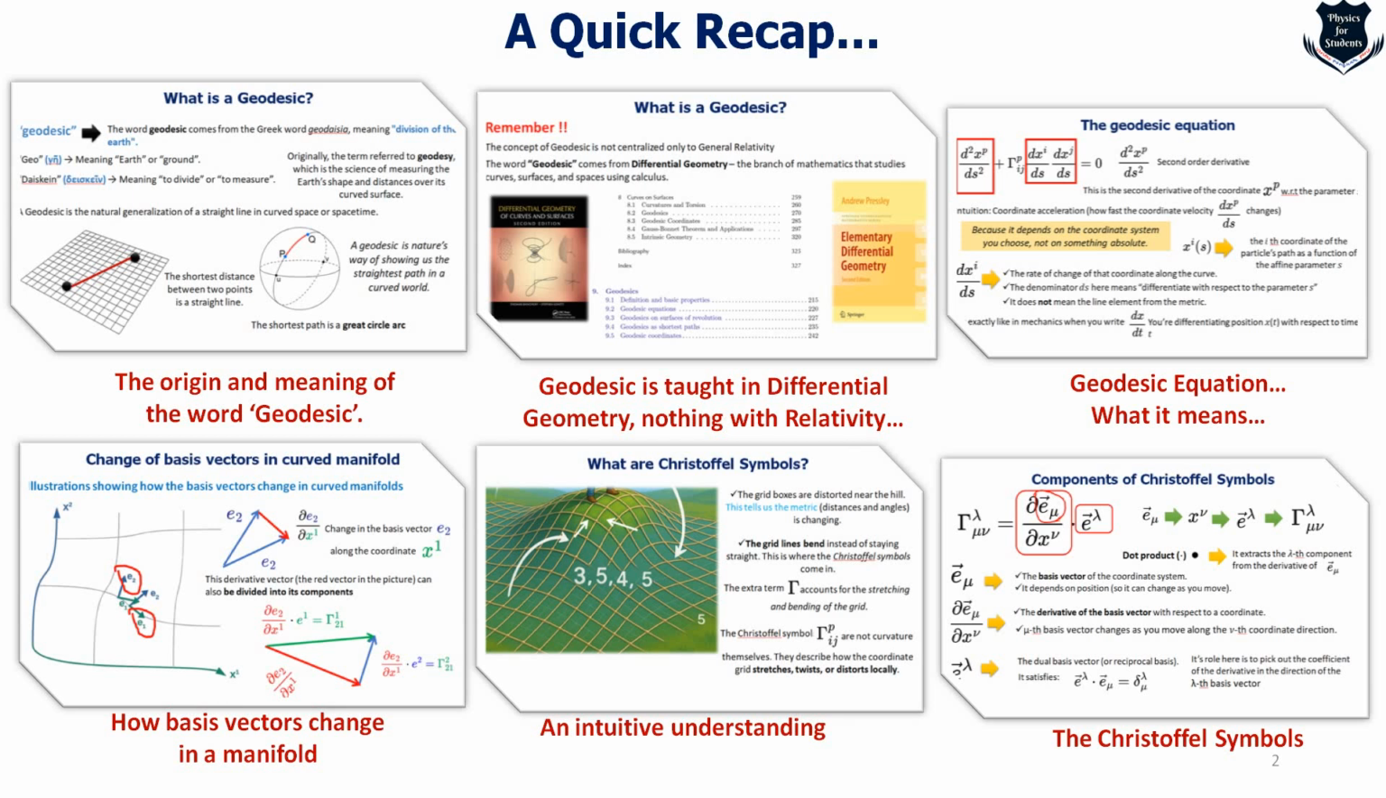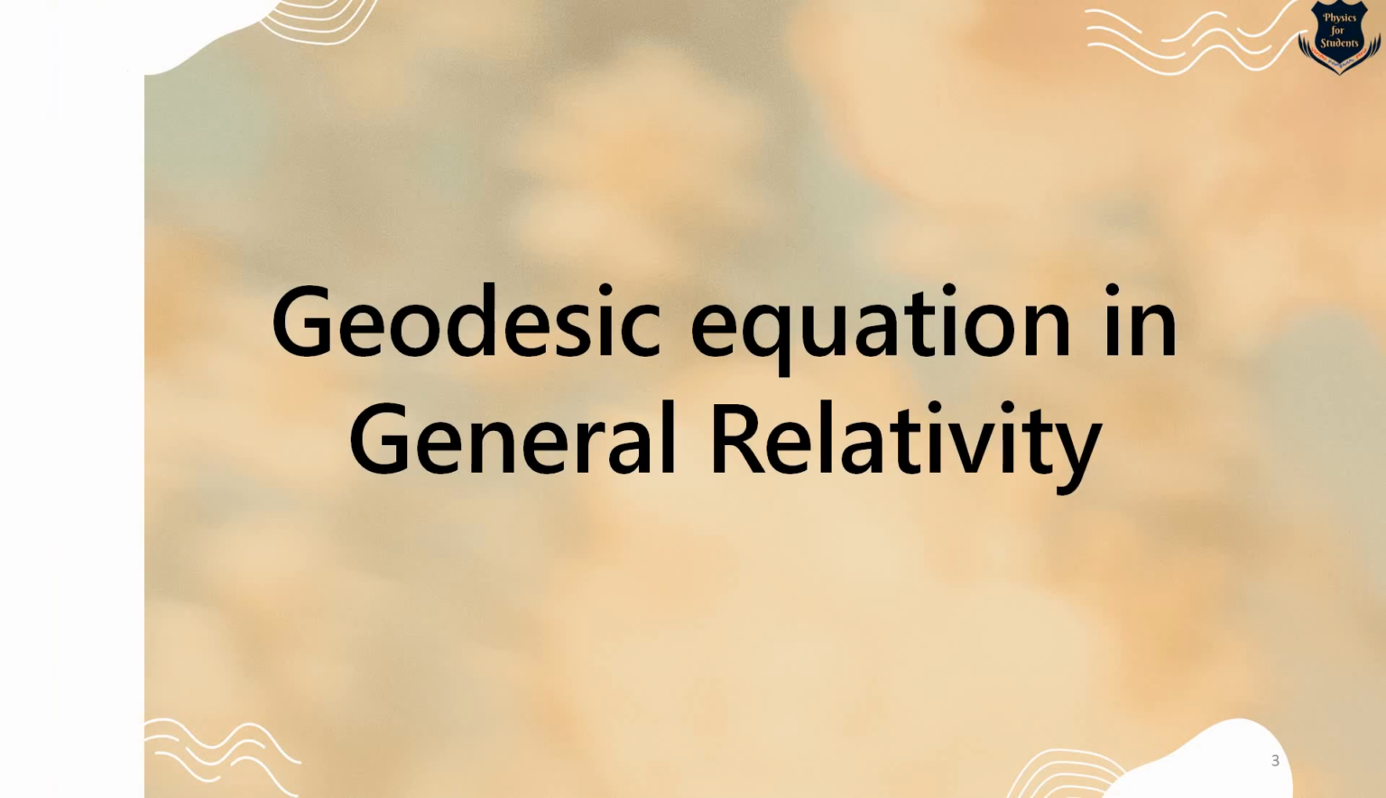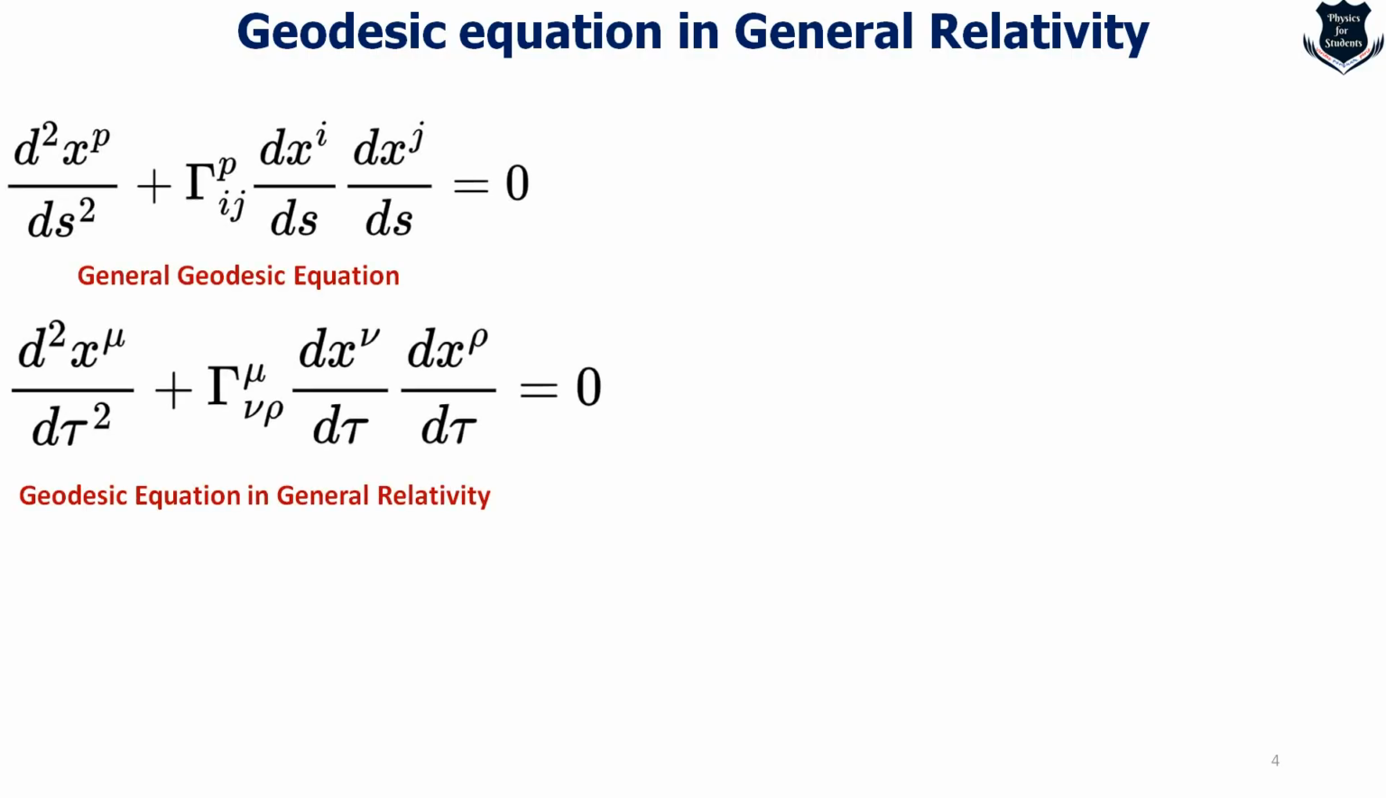So the first video essentially covered the overall meaning of the geodesic equation as taught in differential geometry, Christoffel symbols, and the need for using those Christoffel symbols. In today's video, we will start with the geodesic equation as used in general theory of relativity. However, I will keep a comparison with the general geodesic equation so that the learning is much easier and much more profound. So here are the two equations.